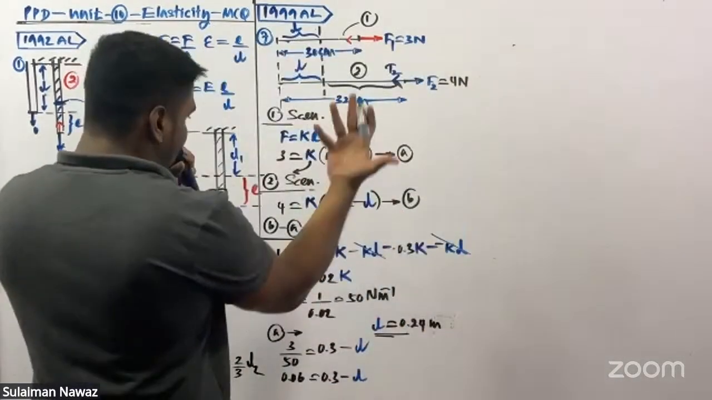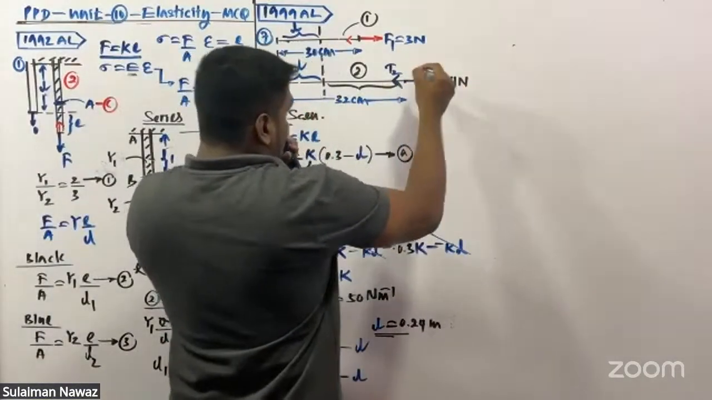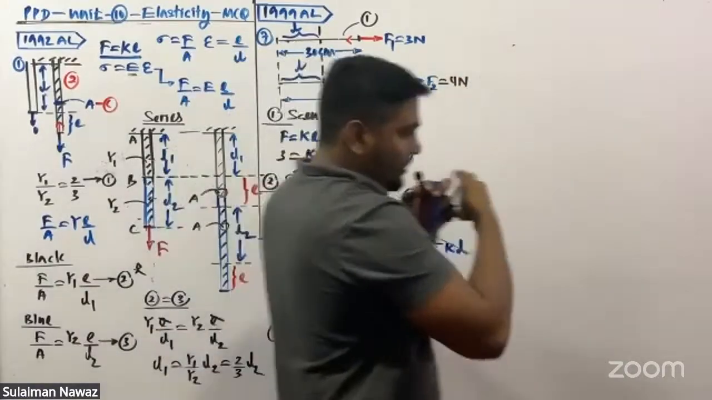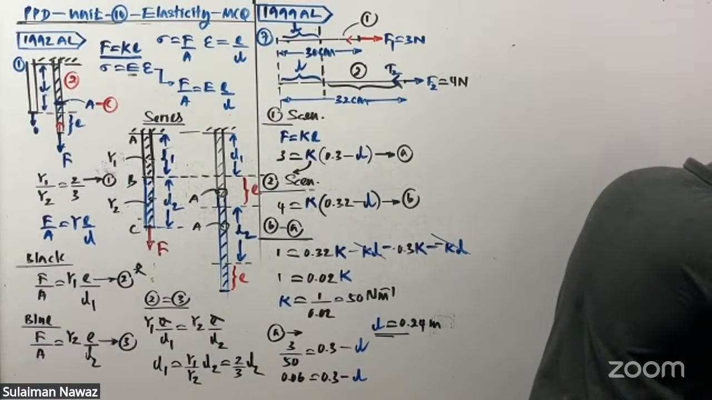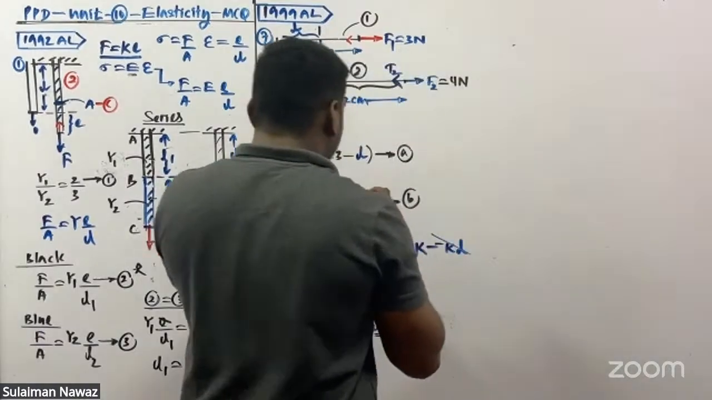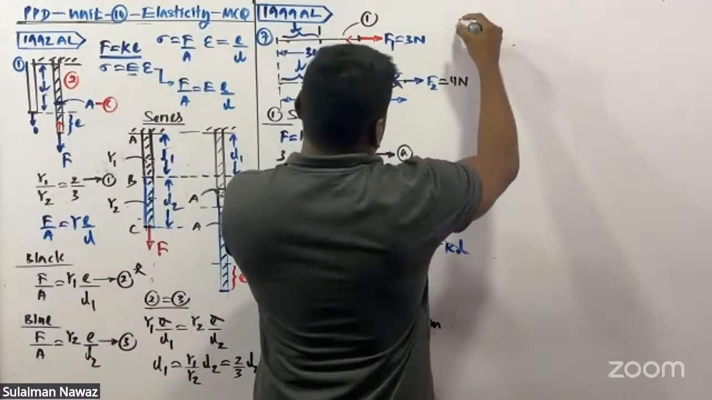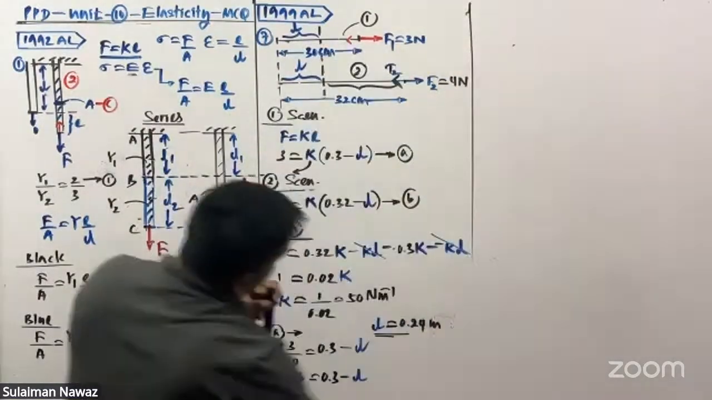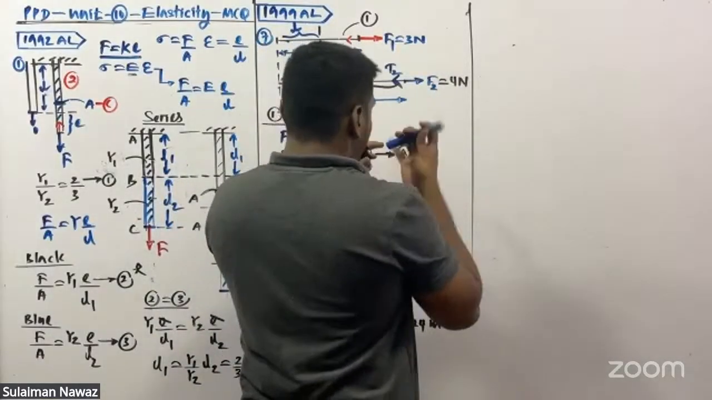Now we can find the answer. If you know L and K, it's direct substitution. They're asking: when the tension is increased to 7 Newton, what is the length of the string? When the tension is 7 Newton, what is the extension? That's simple. But they're asking the length. So what you can do here is apply the same equation.